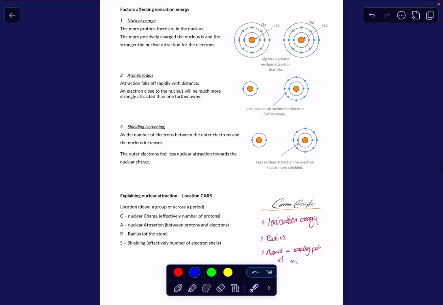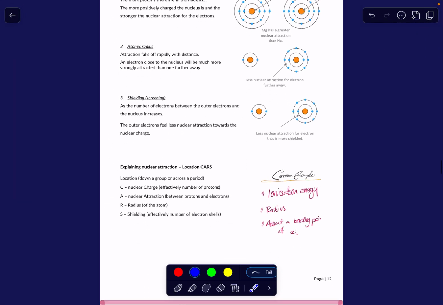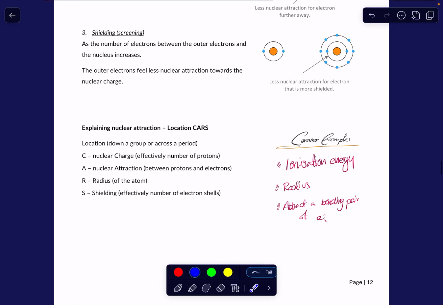Now, some of the key examples that we usually see tend to be 4 markers, and they'll ask things about how does ionization energy trend across a period or down a group. Same for radius, same for attracting a bonding pair of electrons, known as electronegativity, but we'll cover that later.